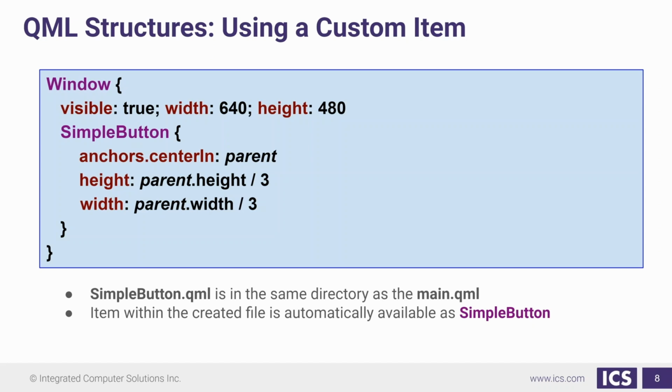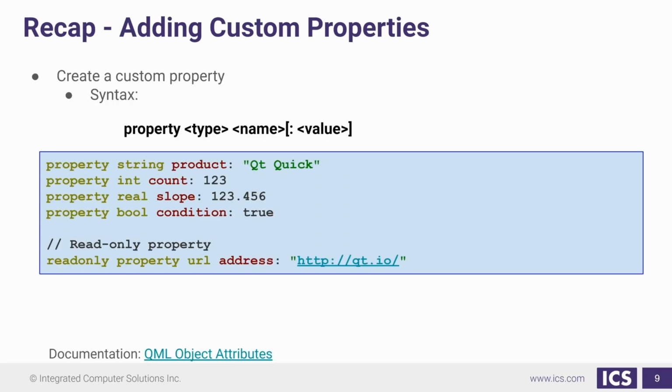Now, while we're talking about properties, I know it's been a little while since we've talked about properties. I did mention this in our first class, but it's been a couple weeks, so let's do a quick refresher. Any time that we want to add a custom property, we're going to follow the format property, type, name, and then optionally we can bind a default value to it. We can also make properties read-only by putting the read-only keyword before property.